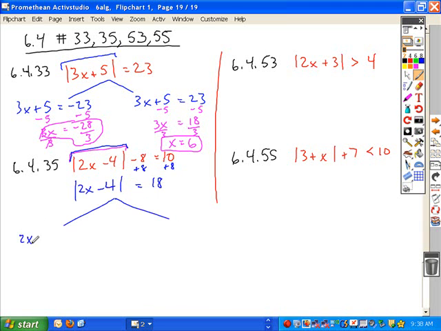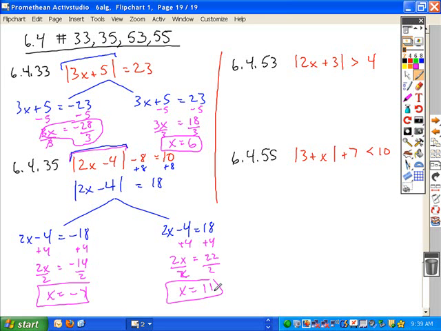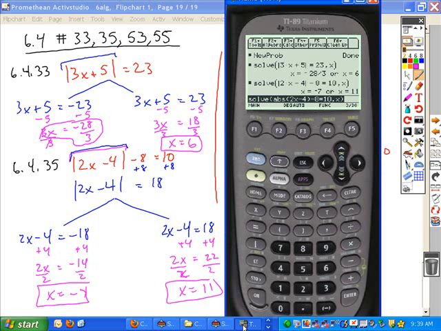Split it. In both parts of the split, you're going to begin with the expression that's inside the absolute value. On the right side, set it equal to the given 18. On the left side, set it equal to the opposite of what's given. And then go through and solve each one independently. So add 4 to both sides to isolate your variable term. Divide by 2, and you get one solution of 11. And so now when we confirm with the calculator, we see negative 7 or 11 would be the correct answer for that.